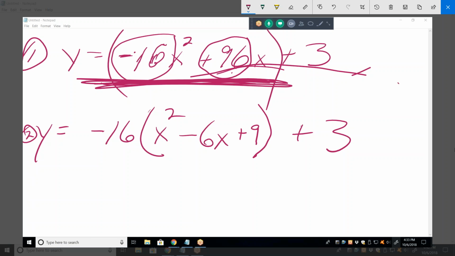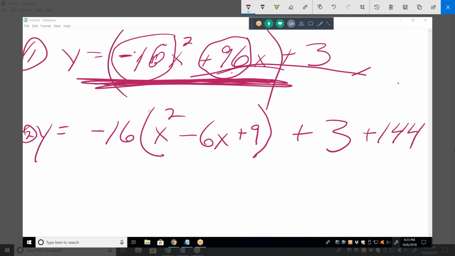How have I changed it? What did I just do to that function? Changed its value. I subtracted 144. Remember that 9 is being multiplied by a -16. So the reality is that when I wrote in 9 there, I subtracted 144, 9 times -16, which means I have to add 144. Now it's exactly the same.